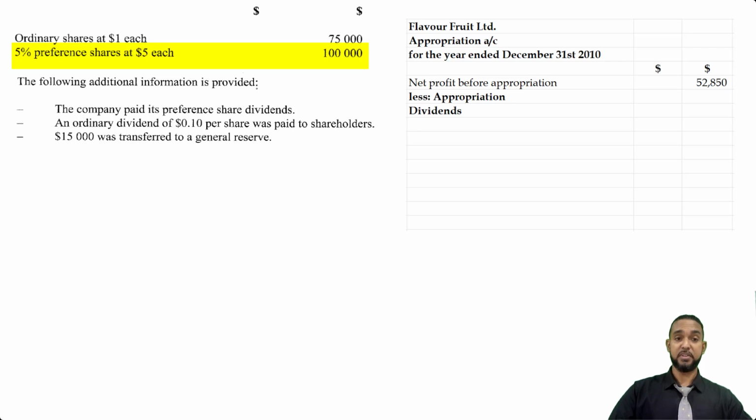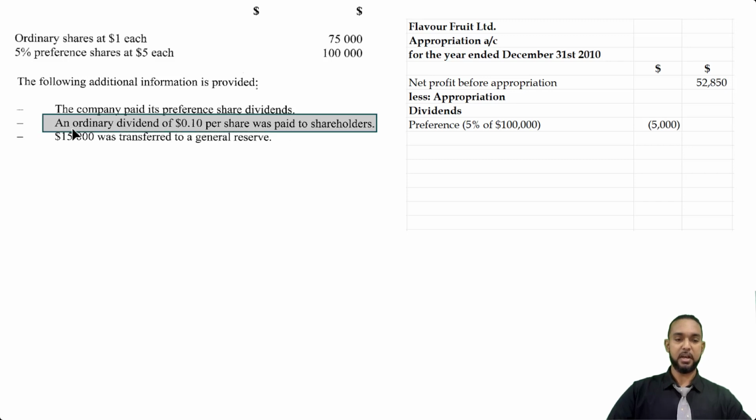The preference share dividend is simply the preference dividend rate multiplied by the total par value of the preference shares in issue. So we're just finding 5% of $100,000, which should give us $5,000. Next, we're going to go back down and take a look at the information about the ordinary share dividend.